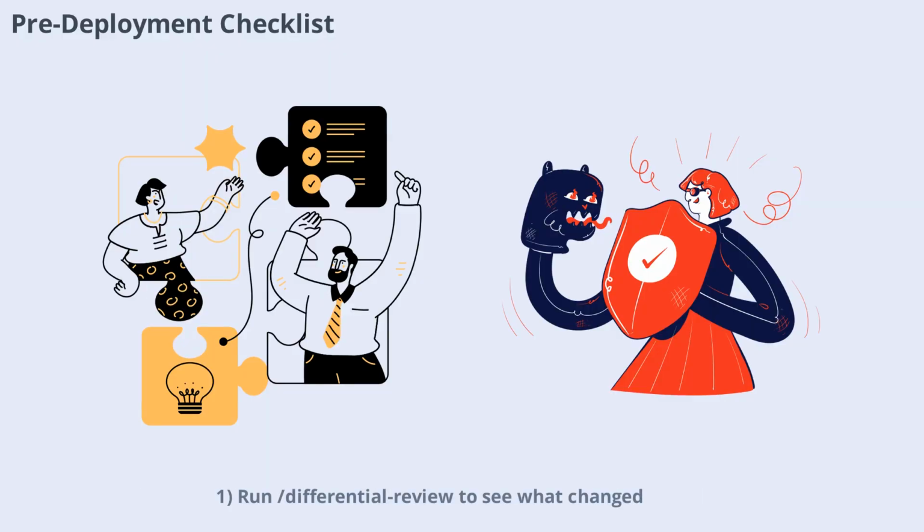1. Run differential review to see what changed. 2. Use static analysis for vulnerabilities. 3. Run variant analysis for ripple effects. 4. Use verification before completion to rerun tests.